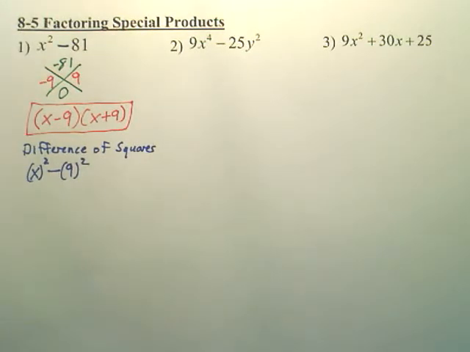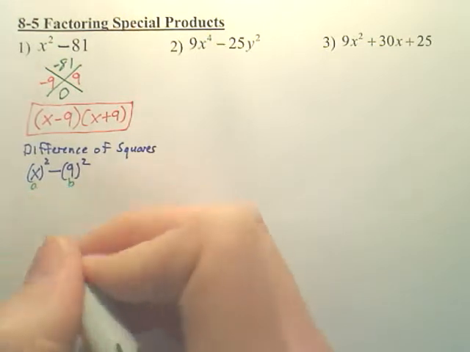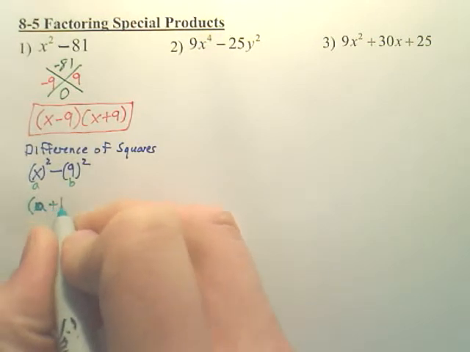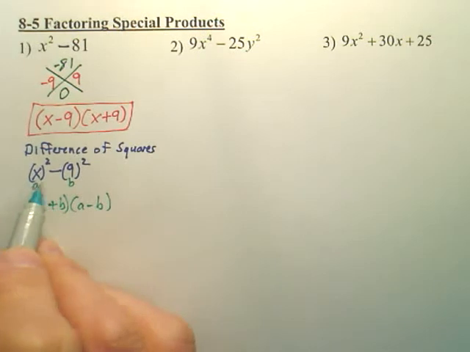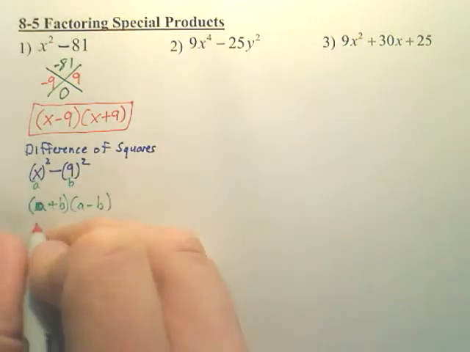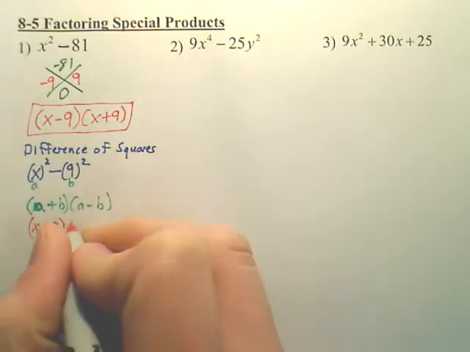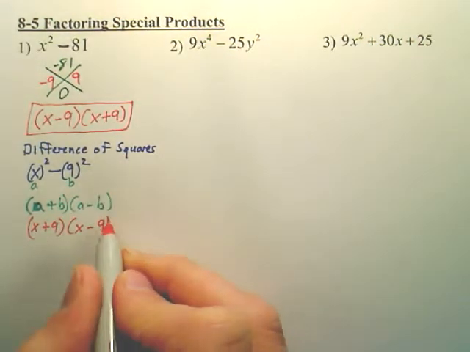And basically, how you factor it is you call this a and this b. And your answer is always going to be a plus b and a minus b. A is x, b is 9. So, as you can tell, a is x, so that's going to be x plus 9 and x minus 9. Again, a plus b, a minus b.